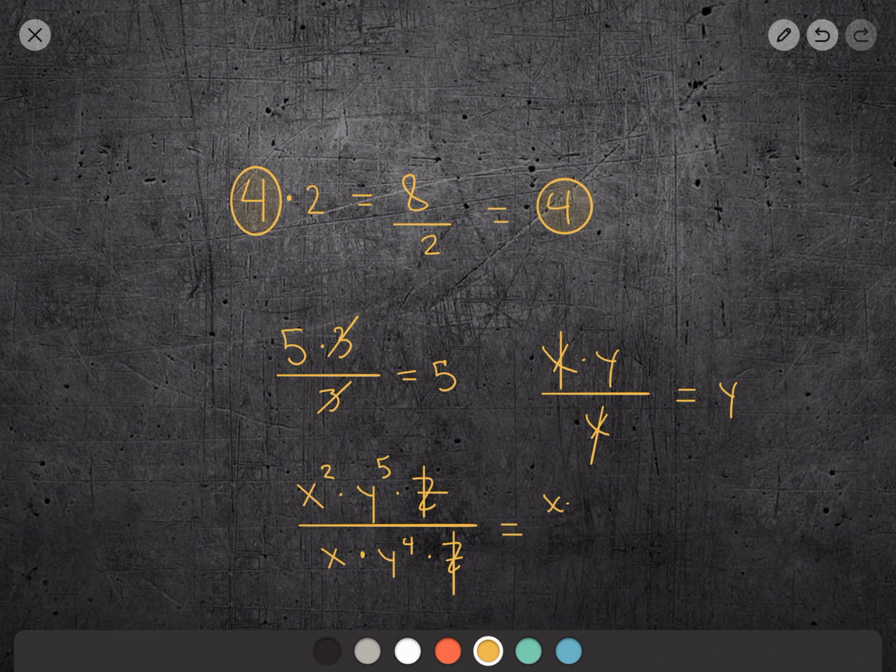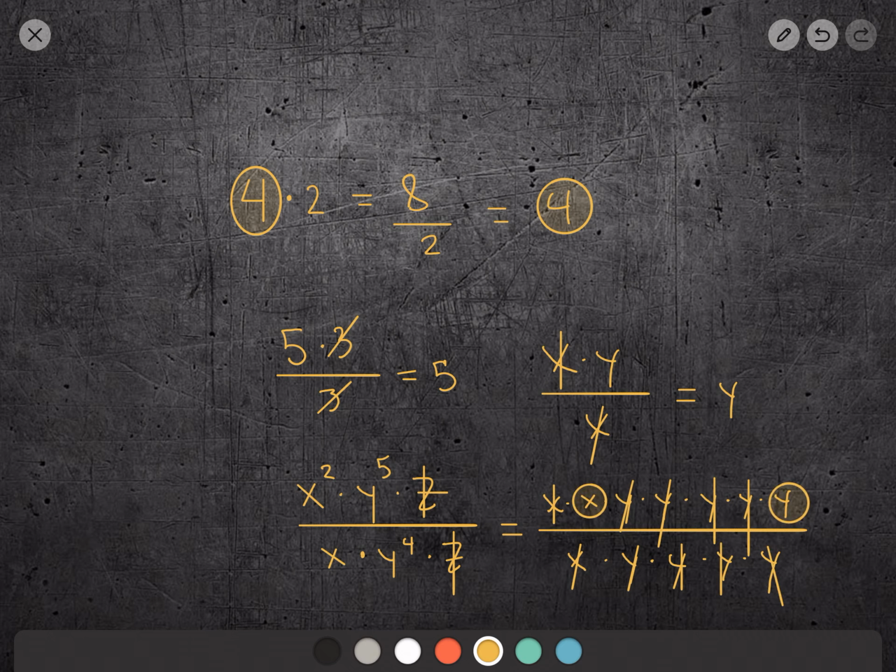If I have 2 x's on the top and 5 y's, 3, 4, 5, and I have 1 x and 4 y's on the bottom, I can just go through and cancel out any pairs that I have. Multiply by x, divide by x. Multiply by y, divide by y. Same, same, same, same, same, same. And all I'm left with is x and y. So my final answer is just xy.